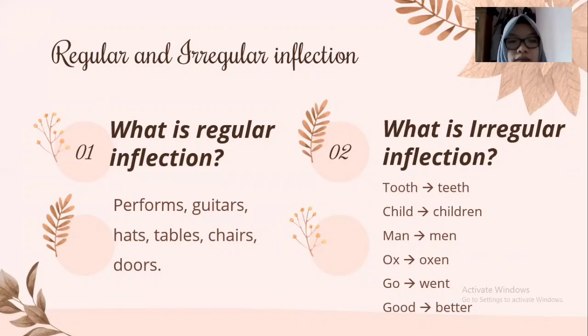Example: tooth, teeth. Teeth is the irregular plural form of tooth. Child, children. Children is the irregular plural form of child. Man, men. Men is an allomorph of man. Ox, oxen. Oxen is an allomorph of ox. Go, went. Went is a suppletion of go. Good, better. Better is a suppletion of good. So from the examples here, an allomorph has phonemes similar to its root, and a suppletion does not have any similar phoneme to its root.